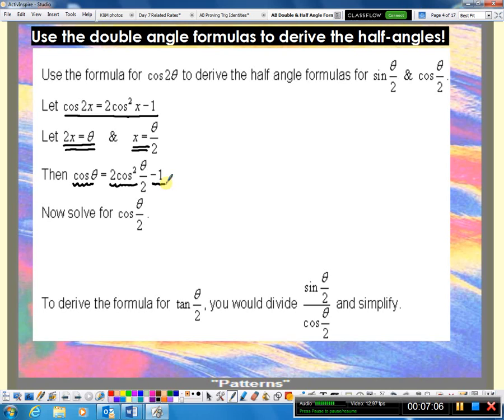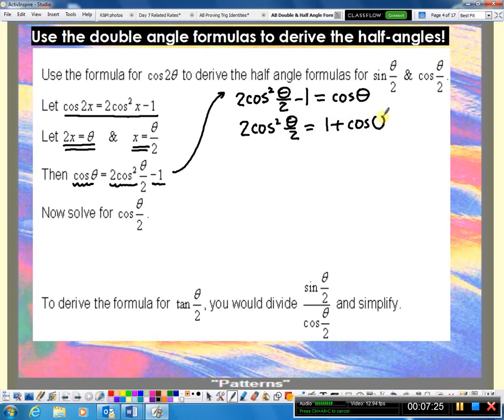So I'm going to go from here, and I'm going to say 2 cosine squared theta over 2 minus 1 equals cosine theta. The first thing I need to do is add 1. And I could write that as 1 plus cosine theta or cosine theta plus 1. Either one's fine. Now I need to divide both sides by 2. So I could write it as 1 plus cosine theta all over 2, or I could write it as 1/2 times 1 plus cosine theta. Again, either one is fine. And in fact, sometimes you might find it more helpful to write it one way and sometimes the other.